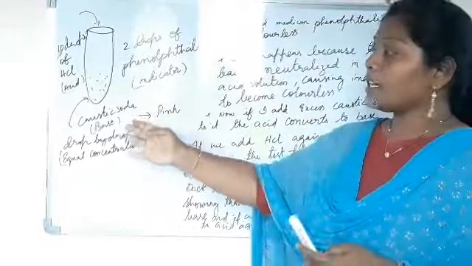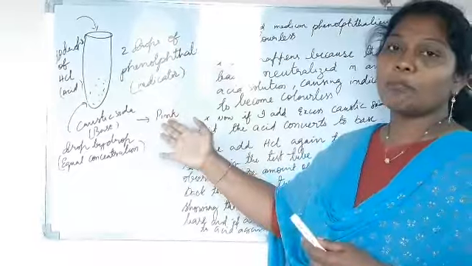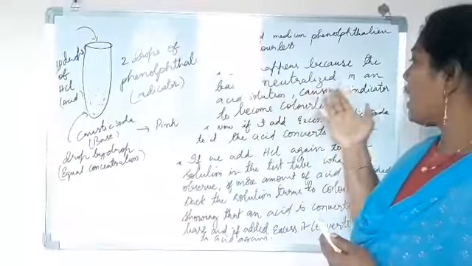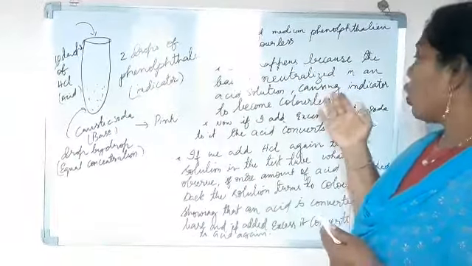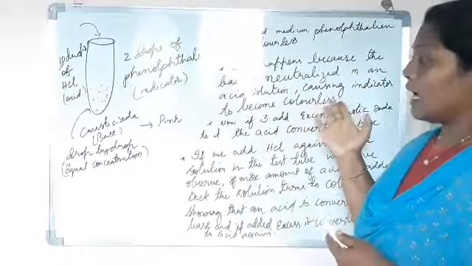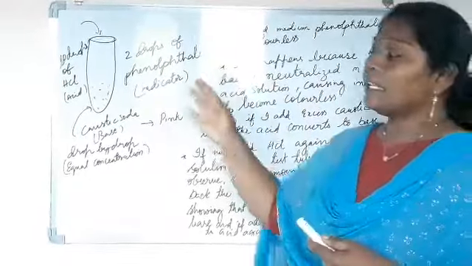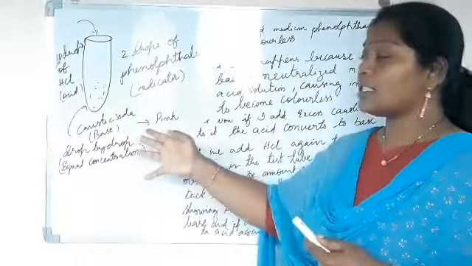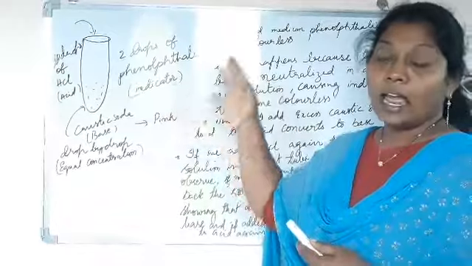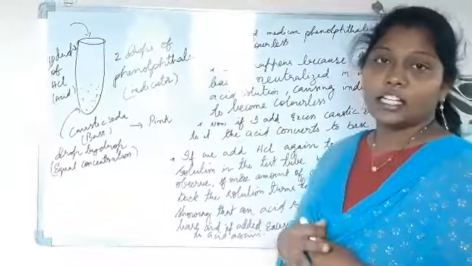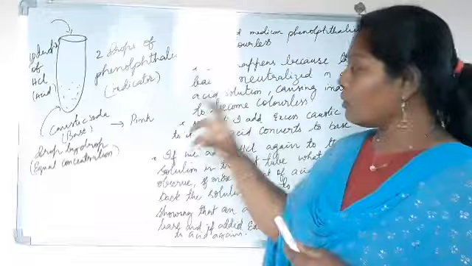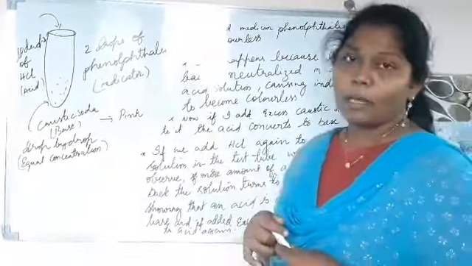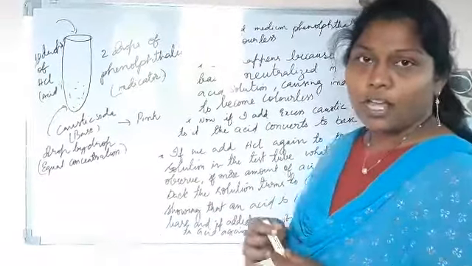See, why is the solution turning pink? Because the base is neutralized in an acidic solution, the indicator remains colorless. Here the caustic soda is reacting with the acid, and then with the phenolphthalein, and it is turning into pink color. Now the solution is clearly pink. So we will find a salt formation here. That is the neutralization reaction taking place.